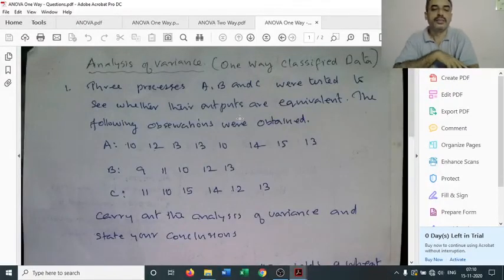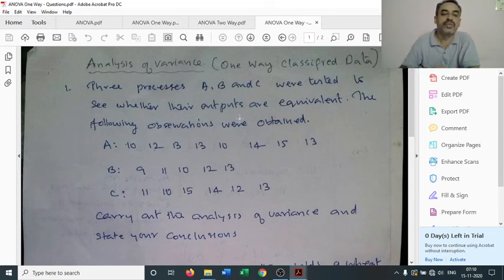Here we consider examples of analysis of variance for one-way classifier data. There are three processes A, B and C, and they were tested to see whether their outputs are equivalent. The data is given as A with observations 10, 12, 13 etc., B 9, 11, 10 etc., and C 11, 10, 15 etc. The question is to carry out one-way ANOVA and draw our conclusions.